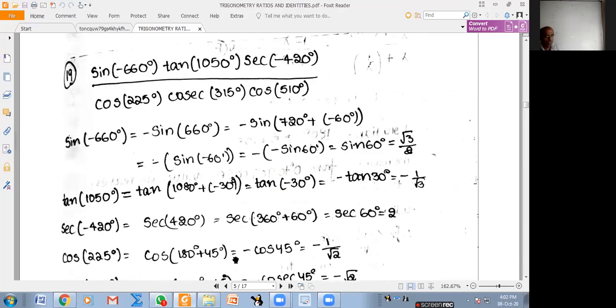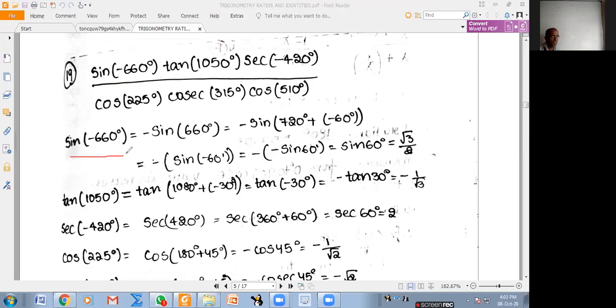Okay, 19th question is here. They want the value of this. This is just a question for you to practice all the formulas that we learned. And when some angles are big, how to deal with it. So I found there's no easy way to do it. This value find separately, this value find separately, this value find separately.